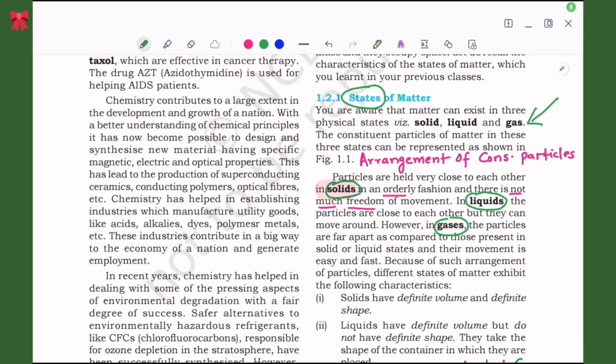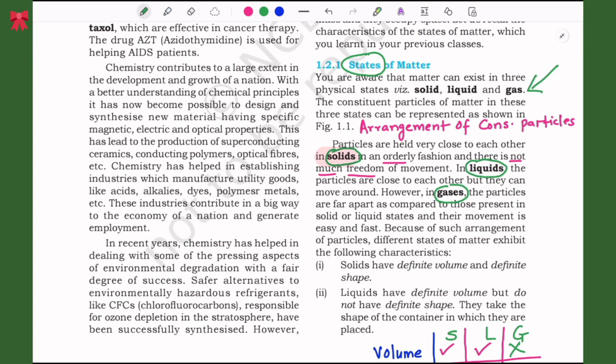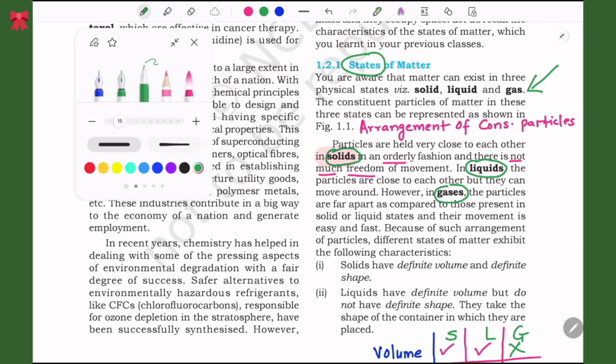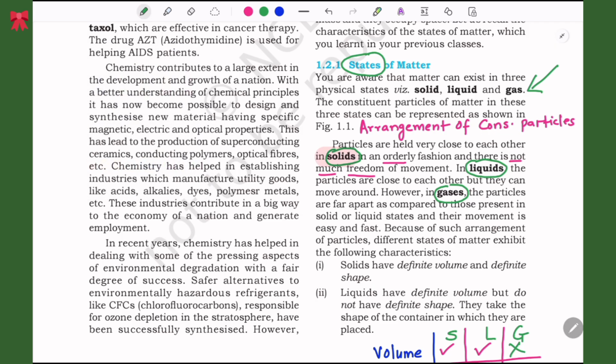Hello everyone. So today we are going to study the next topic of chapter 1, states of matter. Today I'm going to cover 2 points: states of matter and the classification of matter. We all know that matter can exist in 3 different states that we've already studied in the lower classes: the solid state, the liquid state and the gaseous state. So these are the 3 states of matter.